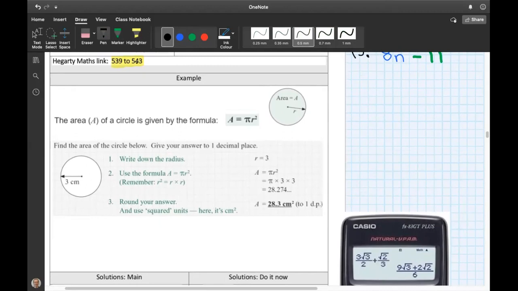Right, we are finding the area of a circle. Now we've got the formula for that here. A is equal to pi r squared.